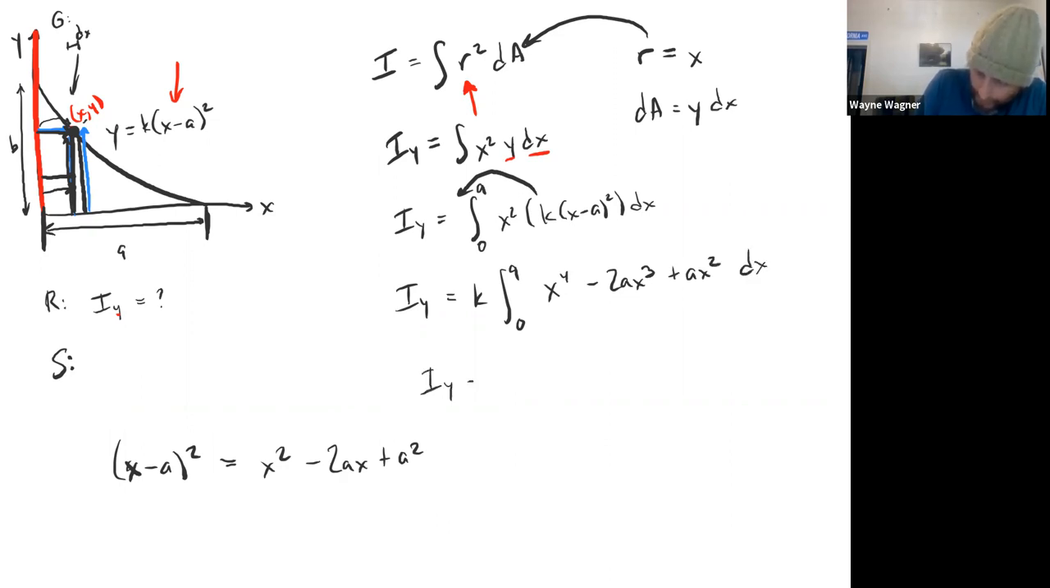So Iy equals k times, in brackets, 1/5 x to the 5th minus 1/2 a x to the 4th plus 1/3 a squared x cubed. All right, and we're going to evaluate that from 0 to a.